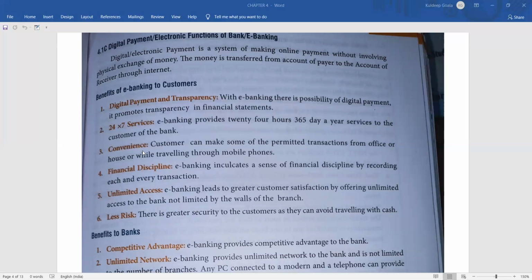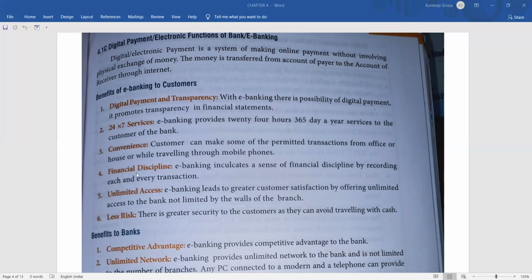Then coming to the next one, convenience. It is very convenient, which permits the customers to have transactions as many times as they want, and also from anywhere, whether they are sitting in the office or school, or sitting at home or doing some work. Doesn't matter. They can do it from any part of the world, provided internet service is there.